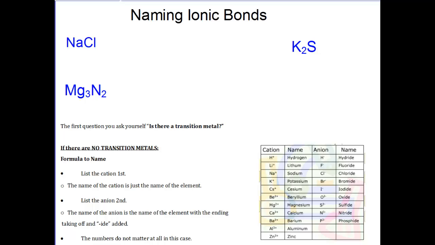So let's practice these. We've got NaCl, so we look up Na, and that's sodium, and then we look up Cl, and that's chlorine. So we take the first syllable, "chlor," and add the "ide" ending. So we name it sodium chloride. Second one, we've got K, which is potassium. And the last one is sulfide. And then we've got magnesium. And we've got nitrogen, which becomes nitride. So fairly easy when there's not a transition metal.